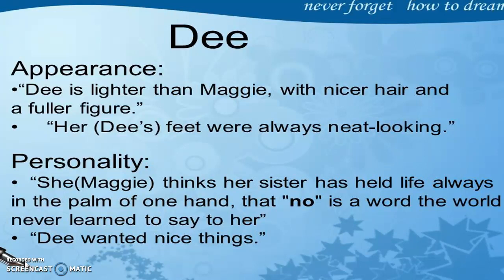Dee is lighter than Maggie with nicer hair and a fuller figure. Dee's feet were always neat looking. Personality wise, Maggie thinks her sister has held life always in the palm of one hand, that no is a word the world never learned to say to her. Dee wanted nice things.